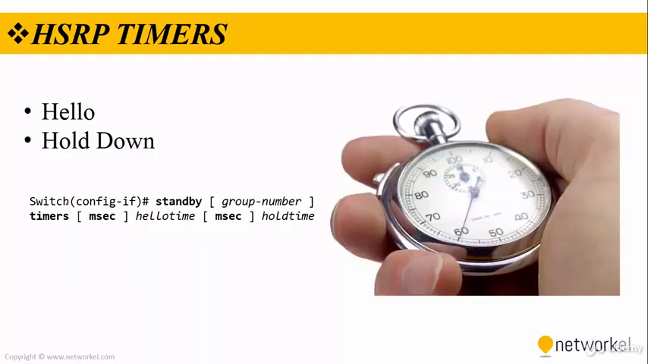All routers in an HSRP group send hello packets. By default, the hello timer is set to 3 seconds and the dead timer is set to 10 seconds. It means that a hello packet is sent between the HSRP standby group devices every 3 seconds, and the standby device becomes active when a hello packet has not been received for 10 seconds. If you want to modify the hello and hold time timers, you can use the standby group number timers command with the hello time and hold time.